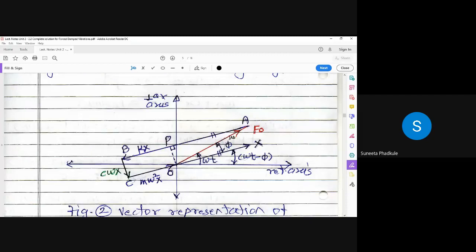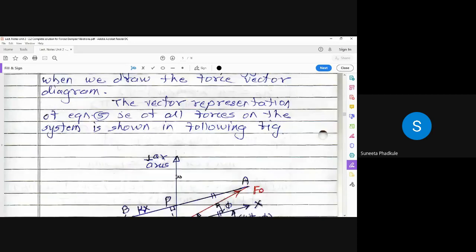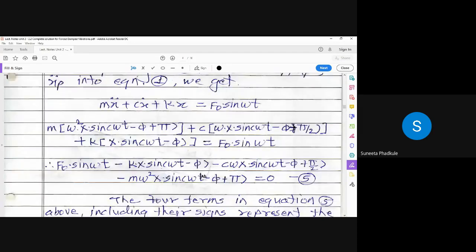So here, this is your spring force and this is your damping force. So this is a right angle triangle. This length represents the magnitude of the damping force, that is C omega x. How have we drawn it? Perpendicular to Kx, because this is the direction minus omega t minus phi plus pi by 2. Understood now?